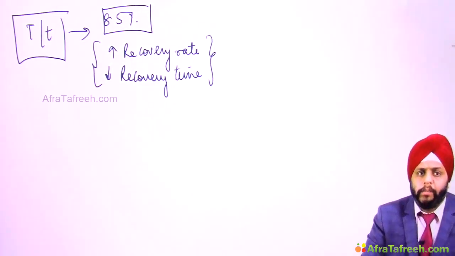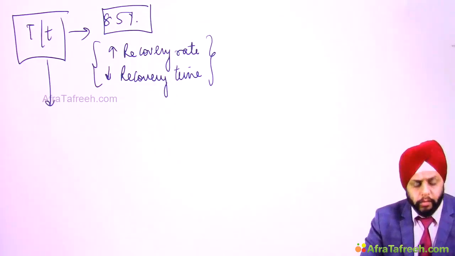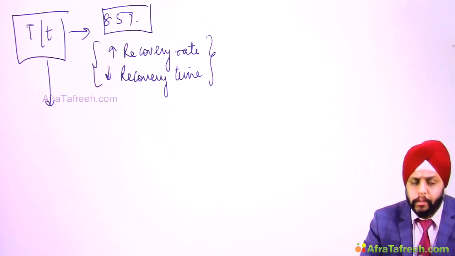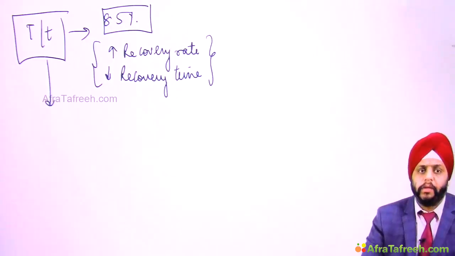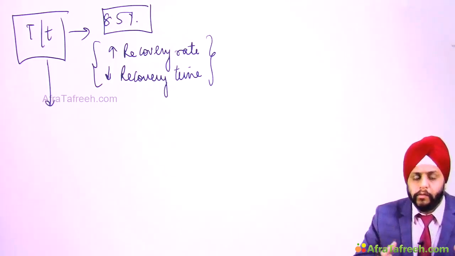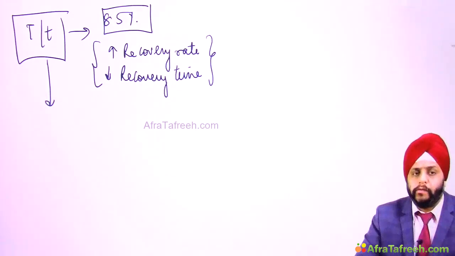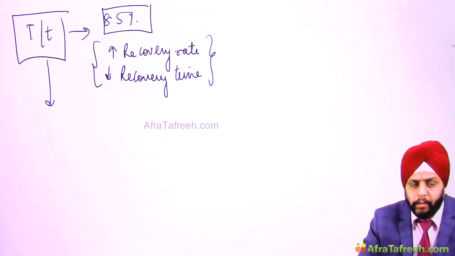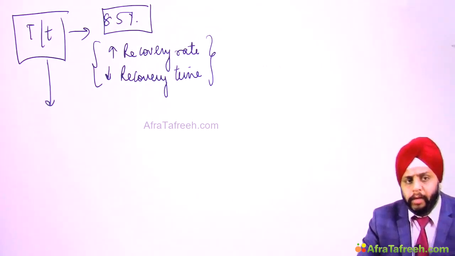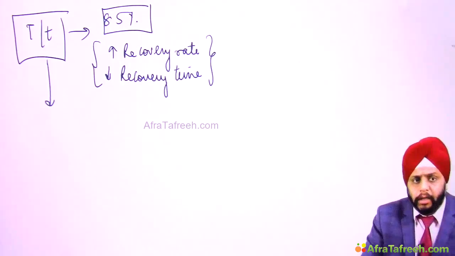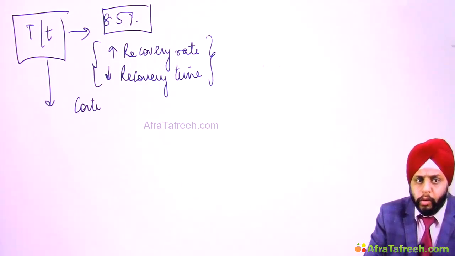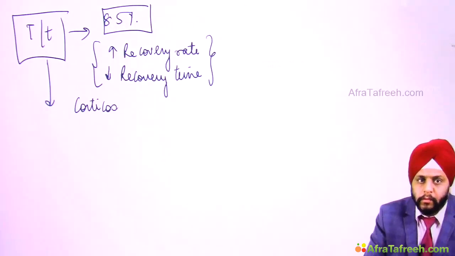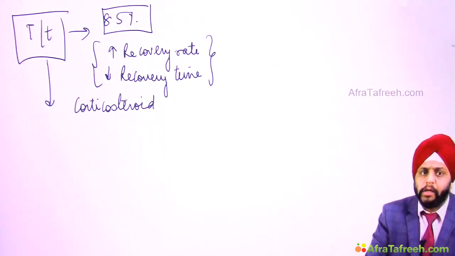So what treatment will you give? What is the main problem with the patient? The main problem is that the nerve is swollen. There is swelling, and you want to decrease the swelling. So you will give an anti-inflammatory. Which is the best anti-inflammatory? The best anti-inflammatory is the corticosteroids, the steroidal anti-inflammatory.